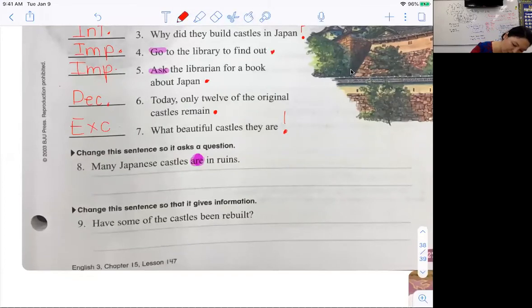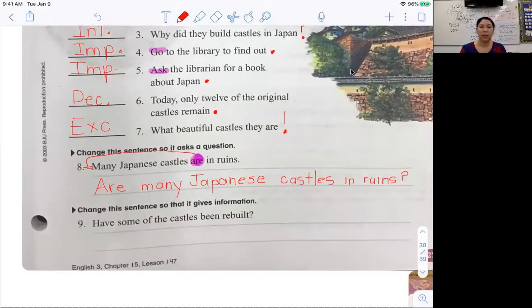Okay, so let's take our are, put it in the front. And since many is not my first word, I got a lowercase many. Japanese will stay capital because it's the name of the people who live in Japan. Are many Japanese castles in ruins? And so I didn't put are. See how I took the are out because I moved it to the front? So I moved it up here is what I did. Are many Japanese castles in ruins?